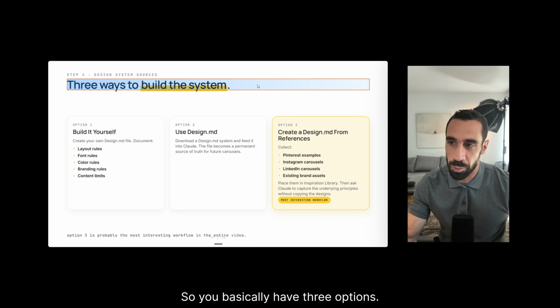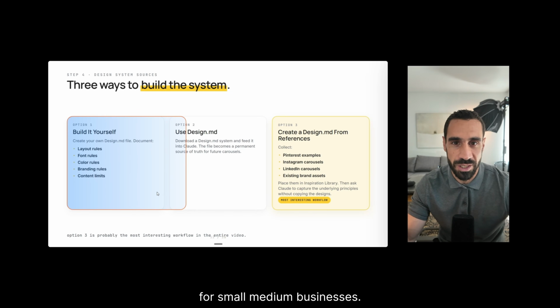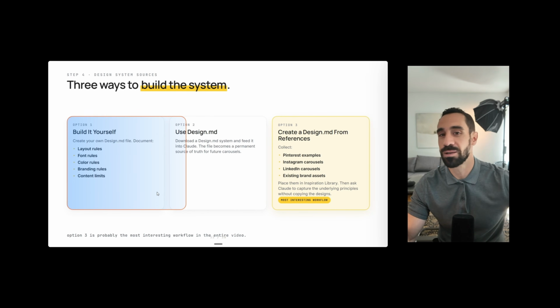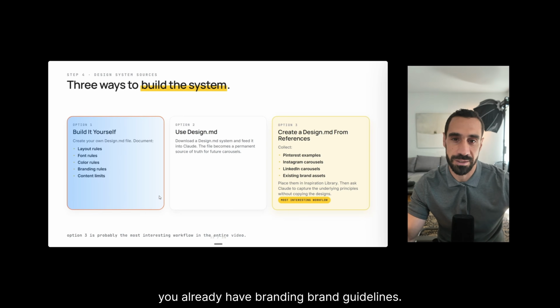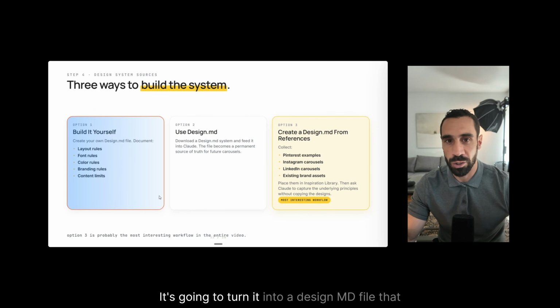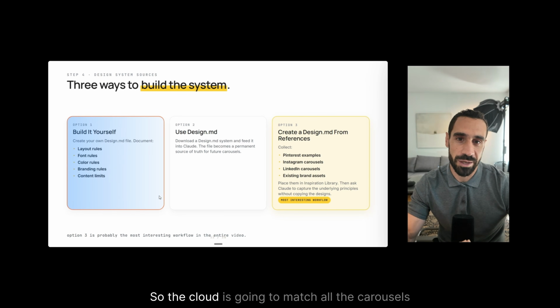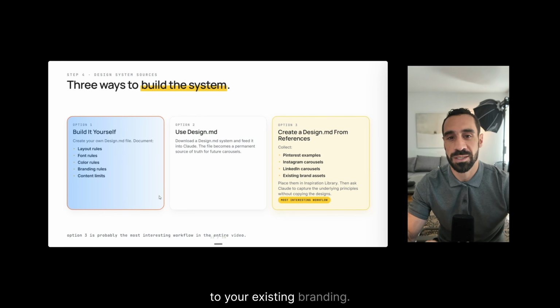You basically have 3 options. Option 1 is for small and medium businesses. You already have a website, you already have branding and brand guidelines. All you need to do is feed that into Claude Design. It's going to turn it into a design.md file that you can feed into Claude, so Claude is going to match all the carousels to your existing branding.